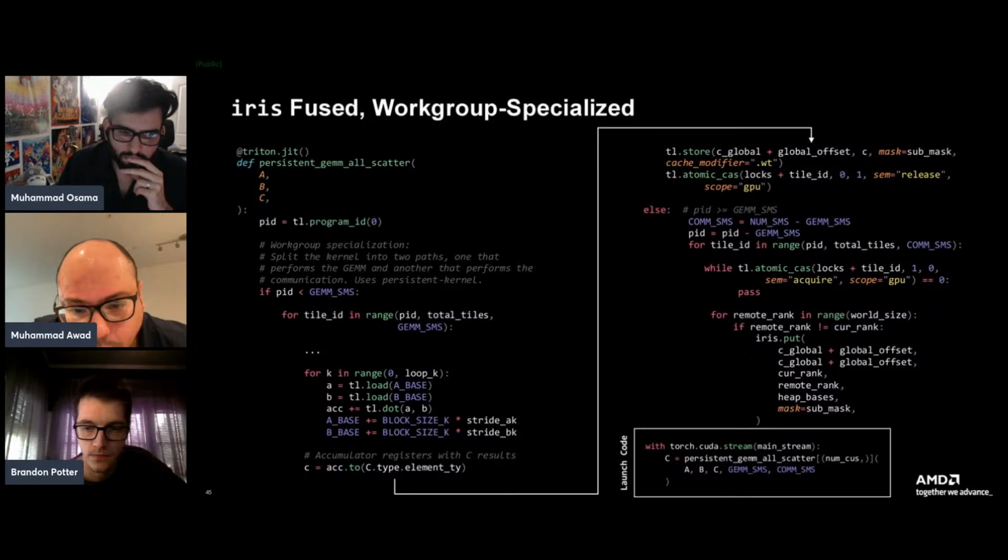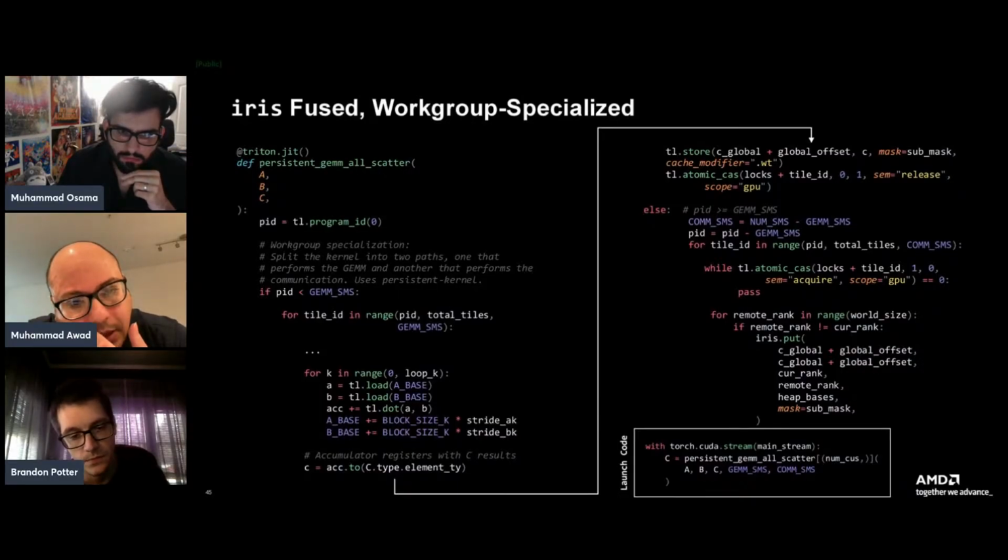So when you're actually launching this, you're launching one kernel. On the host side, you're just launching one kernel, but that particular kernel is parameterized over the number of CUs you assign to GEMM, or number of SMs you assign to GEMM, and the number of SMs you assign to comm.